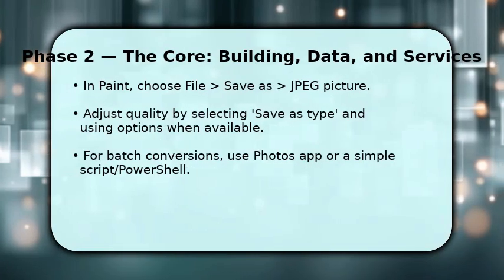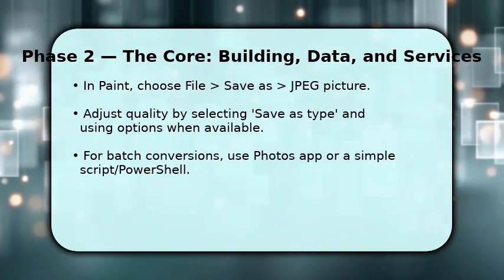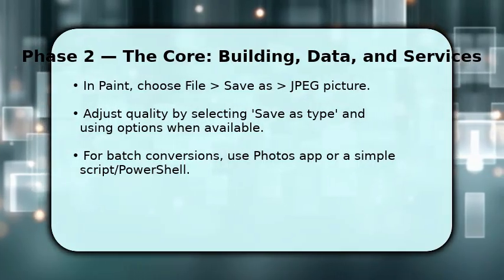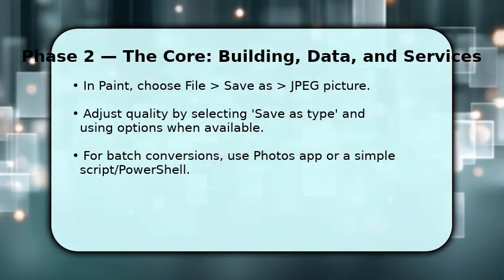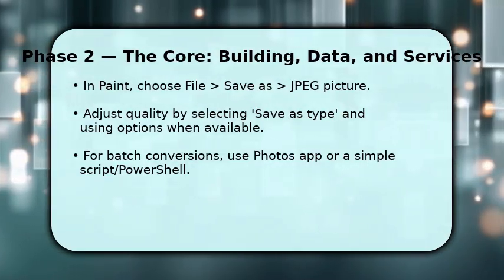You're now inside Paint. Go to File, pick Save As, and choose JPEG Picture. This is the direct conversion step. Once you pick JPEG, name the file and confirm the destination folder. Paint flattens transparency automatically, which is why you might lose alpha channels.